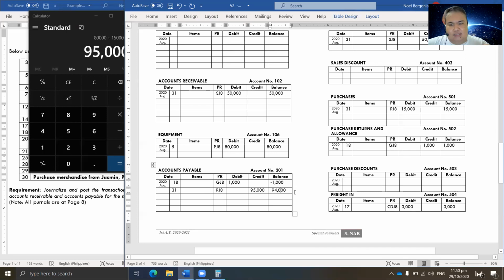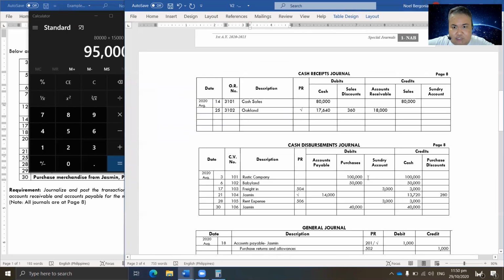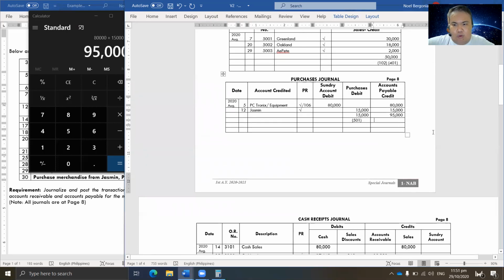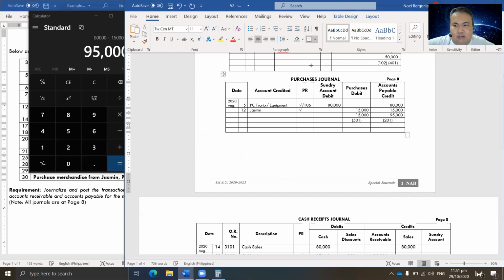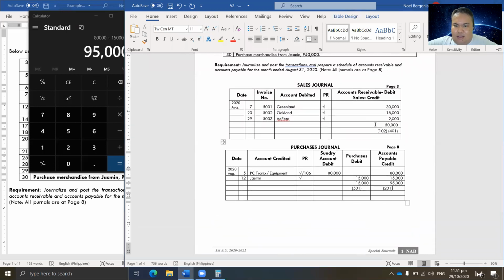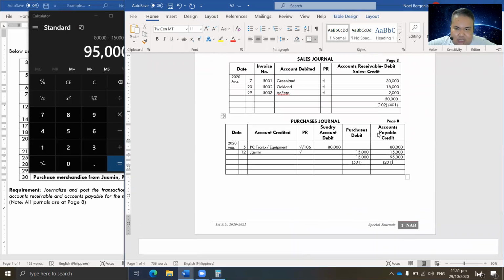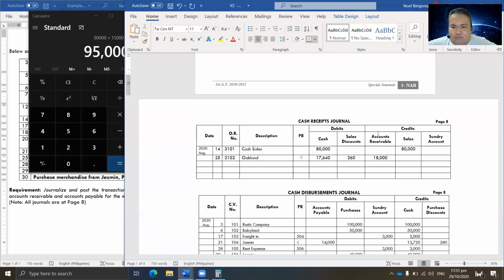Okay? So 201, balik tayo doon sa purchases journal. So we have 201 kasi na-post nyo na doon sa accounts payable subsidiary ledger. Sorry. Hindi pala subsidiary yun. General ledger. Okay? So we're done with the purchases journal. Okay? Tapos na rin tayo sa sales journal. Na-post na po natin.